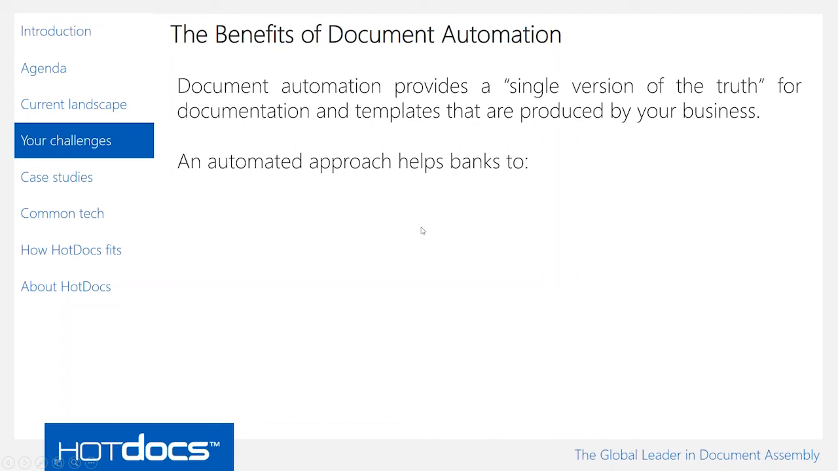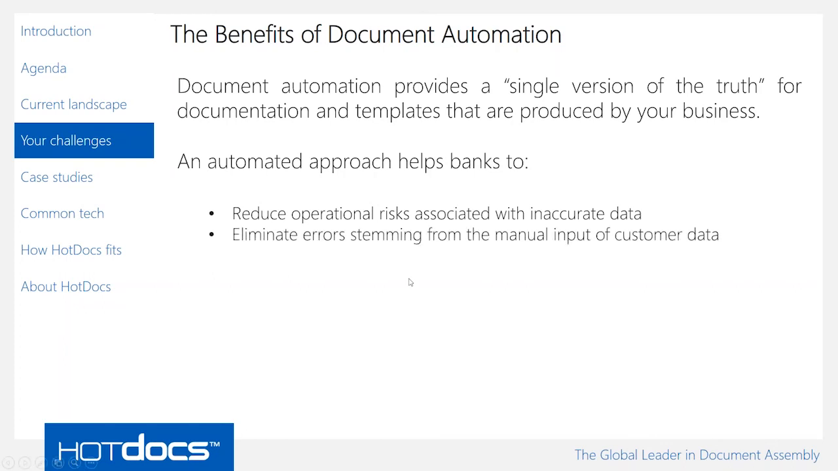So what are the benefits of document automation? Well, this automated approach can help banks reduce the operational risk associated with inaccurate data. So as you produce the documents, you can ensure that there's validation on the data, so that when documents are being produced, you have the right numbers going into the document. You can't enter the wrong information. You can hook it up to your other internal systems that have all your golden source of data, that one source of truth for your data, and make sure that that gets into the document rather than anything else. So that manual input can go away.